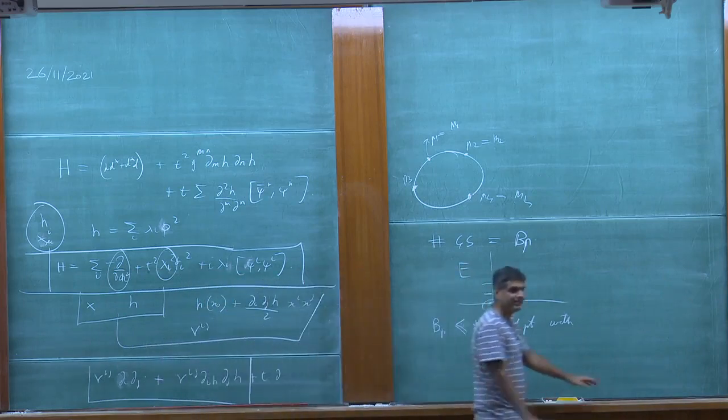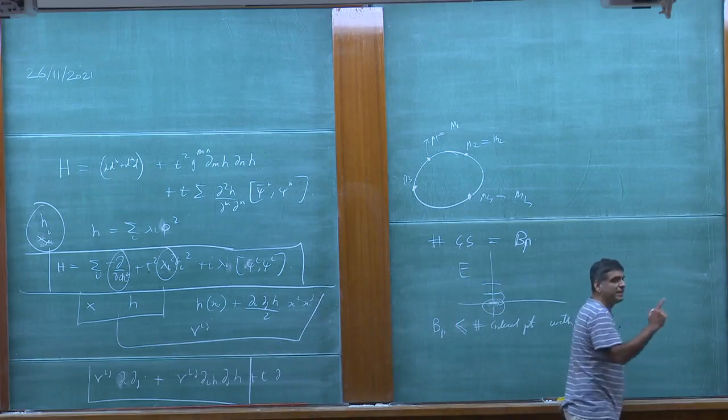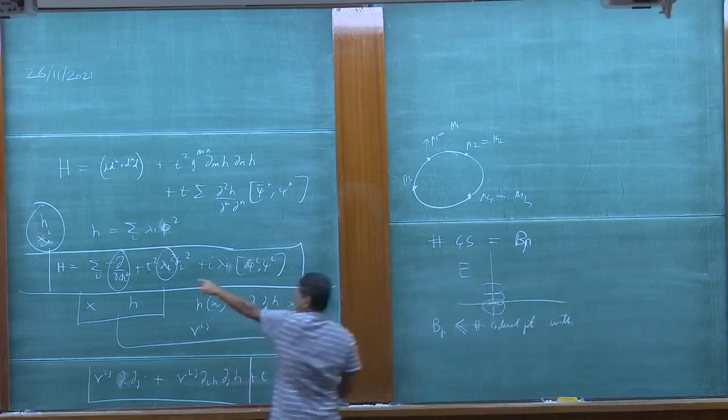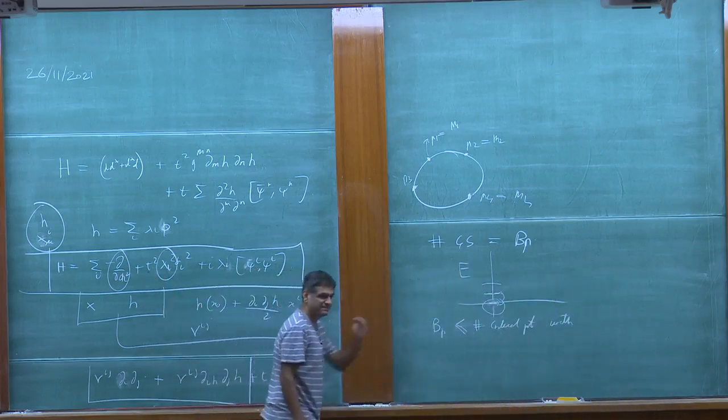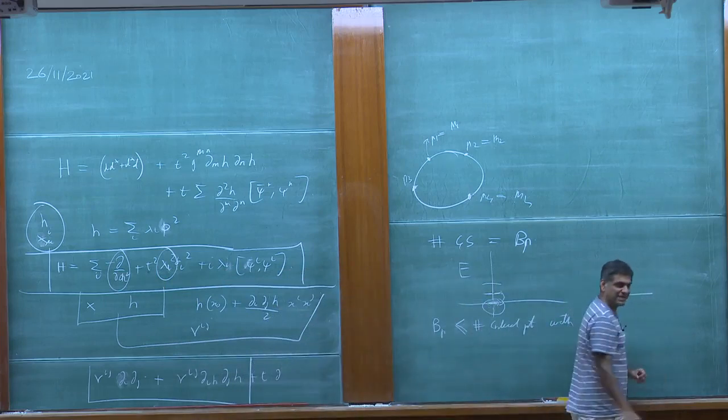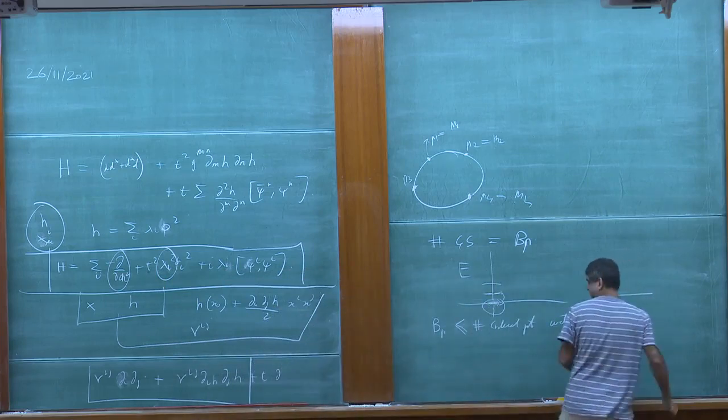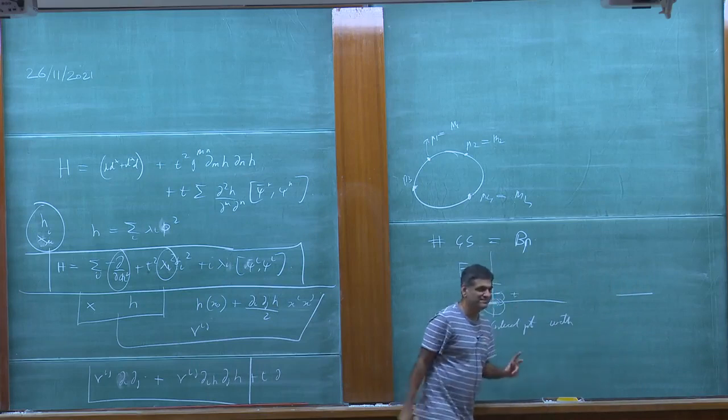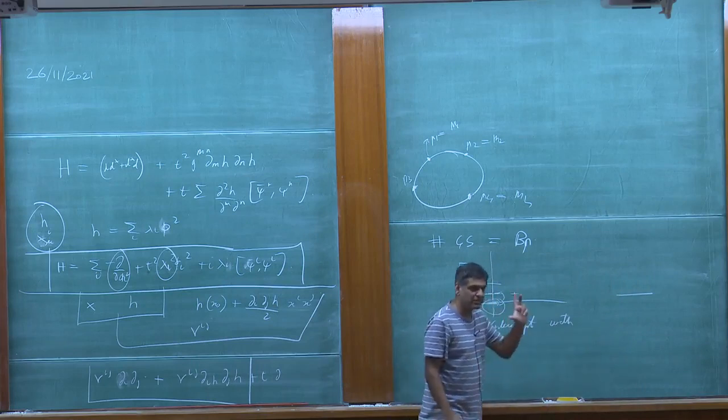In fact, it's order T. You see, because the ground state energy of this problem is of order T. So we had a harmonic oscillator. That's why you were saying that it can't. It can't, because this is order T. You understand it's order T, right?